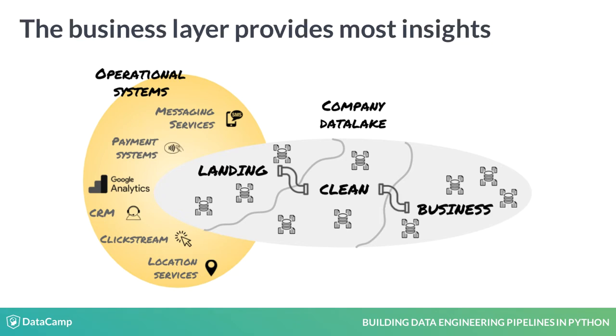Finally, per use case, some special transformations are applied to this clean data. For example, predicting which customers are likely to churn is a common business use case. You would apply a machine learning algorithm to a dataset composed of several clean datasets. This domain-specific data is stored in the business layer.